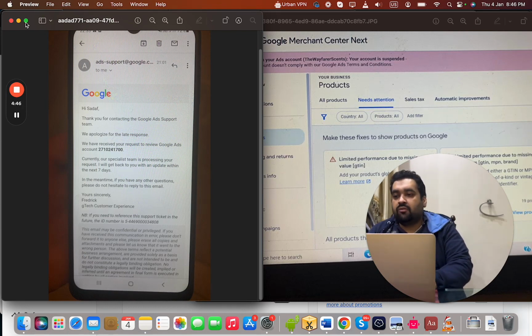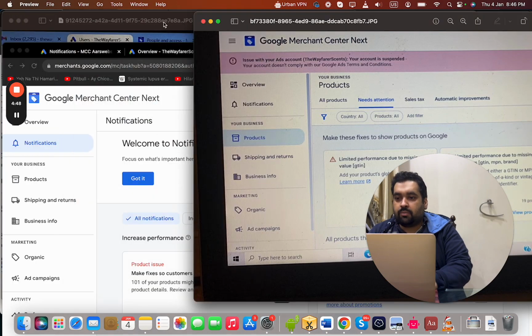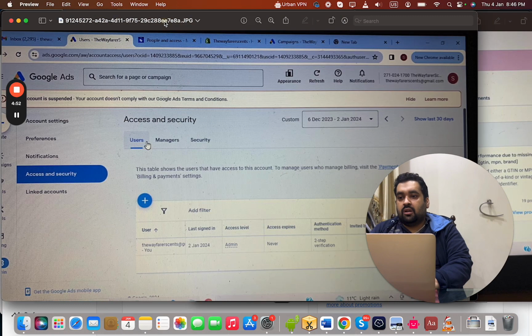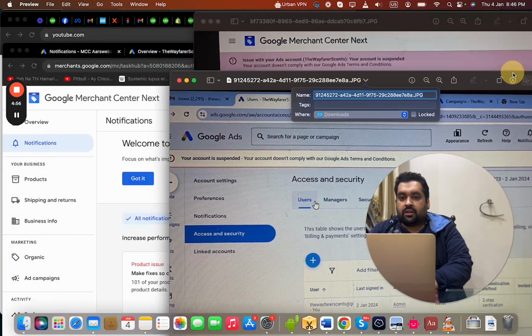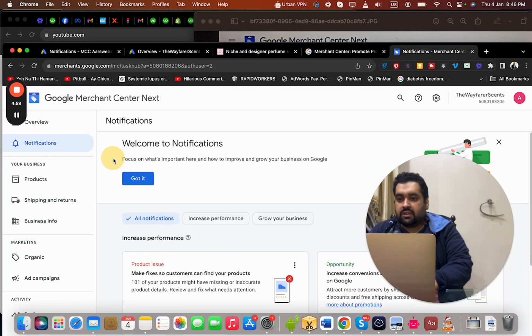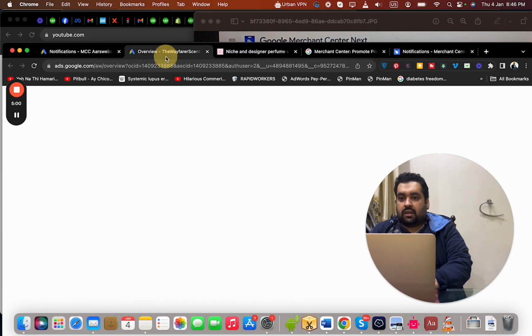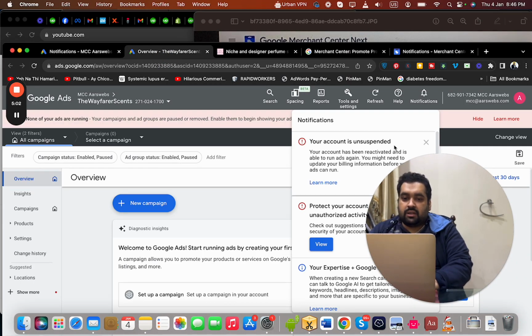Because we said that we have pushed them for a review, because we're a Google partner company, and we get them a dedicated support. So like you can see that this was their Google Ads account suspended, and this was a GMC. Now you can see this is a GMC, and now you can see that this is a Google Ads account. So both were unsuspended. So yeah, I'm very glad.